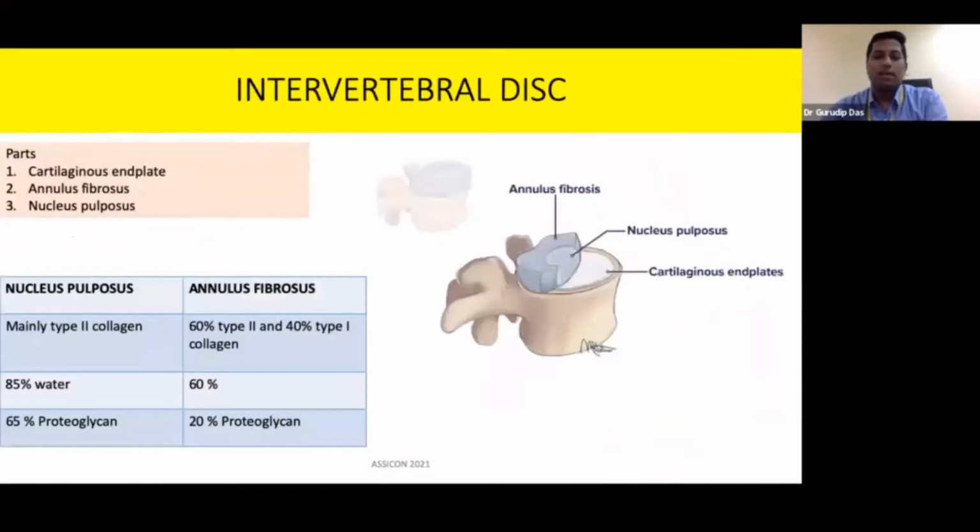In between two vertebral bodies lies the intervertebral disc. This acts as a shock absorber in the spine. They consist of the nucleus pulposus, the peripherally located annulus fibrosus, and the cartilaginous end plate. The composition of the nucleus pulposus is a little different from the annulus fibrosus. The nucleus pulposus is a juicy, fleshy structure and consists of almost 85% water. The annulus fibrosus is a little tougher and thicker, and it consists of 60% type 2 and 40% type 1 collagen, in addition to the water and proteoglycan composition.